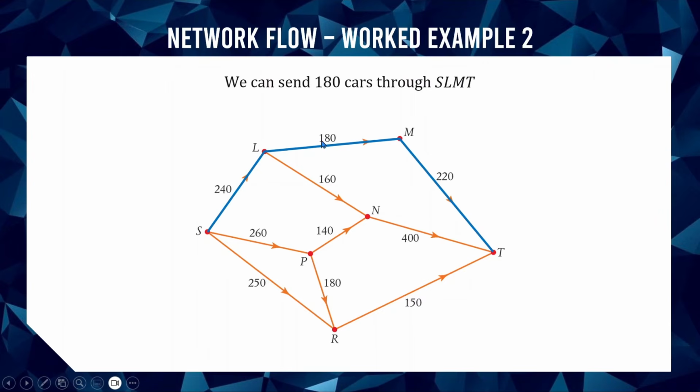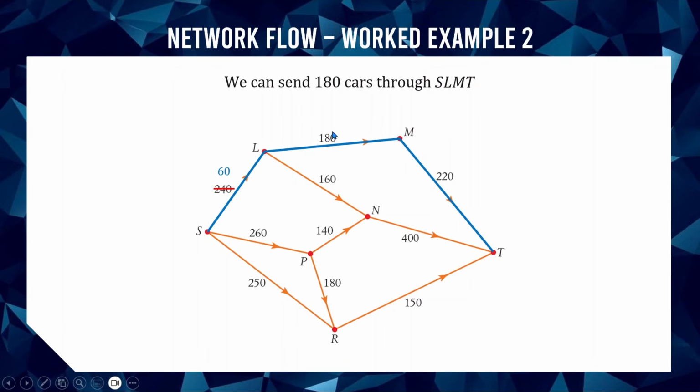Now that we've done that, this road here is full. It can carry 180 cars, and we've just sent 180 cars. So in this first road here, it could fit 240. We've just sent down 180. And the difference from 180 to 240 is 60. So there's still room for 60 cars on this road.